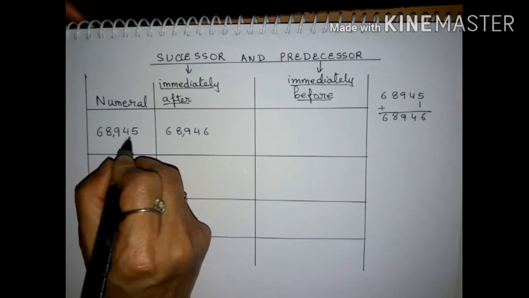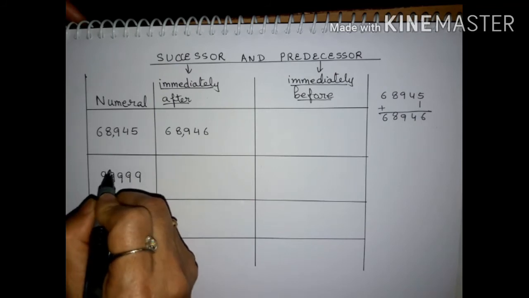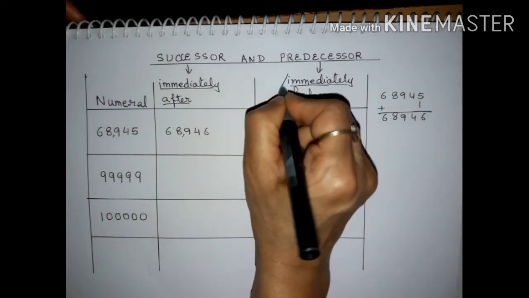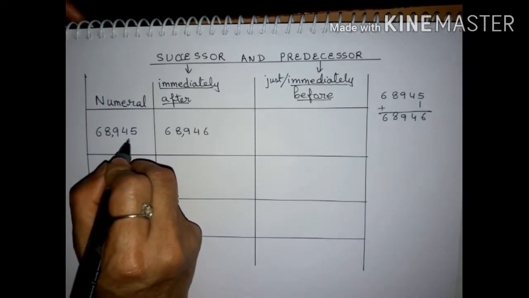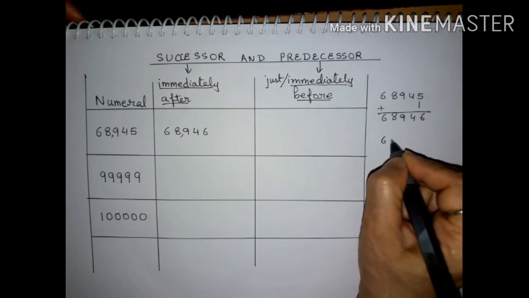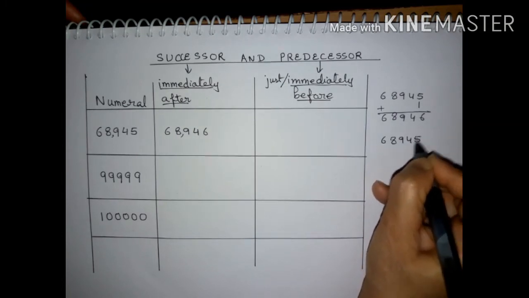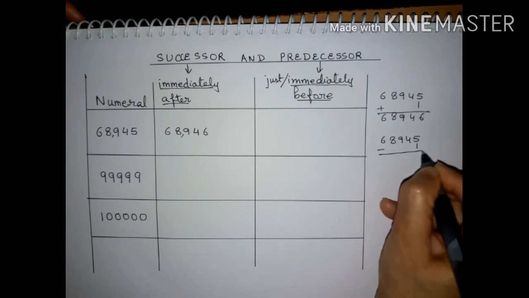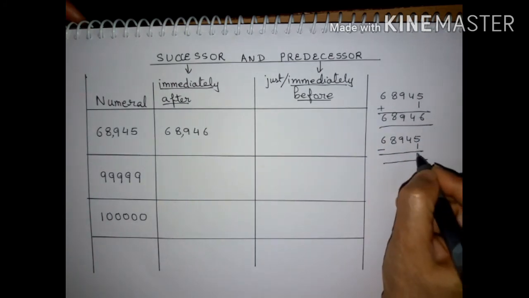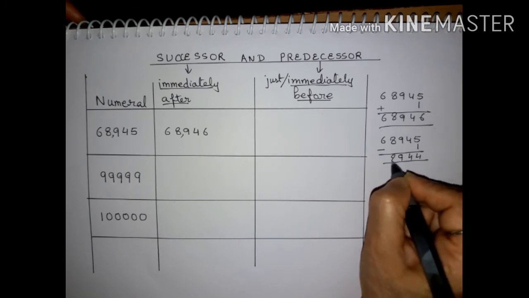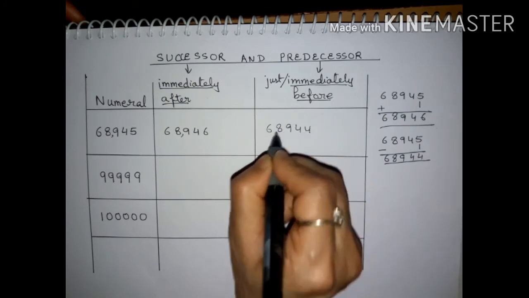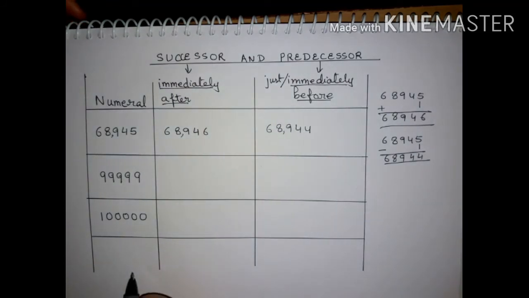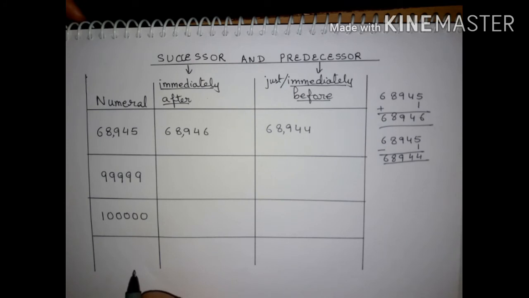But if you have to find the predecessor, that means the number which comes just before the given numeral, what we simply do is take that numeral 6, 8, 9, 4, 5 and subtract 1 from it. So it is 6, 8, 9, 4, 4, that is 68,944. I hope it's clear to you.